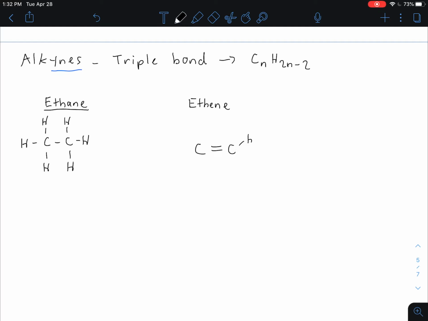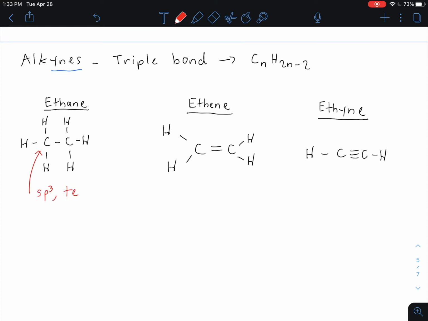And we can draw ethene with a double bond between the two. And now we can draw ethyne with a triple bond between the two. So now removing another hydrogen each, and then this becomes our structure.